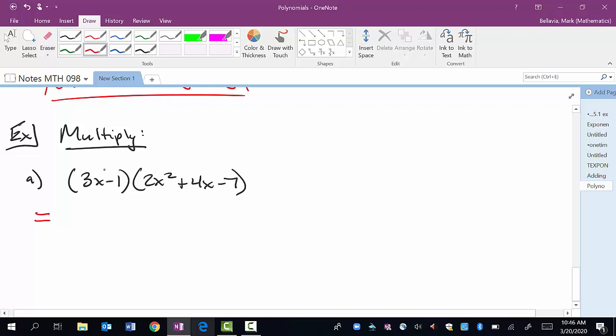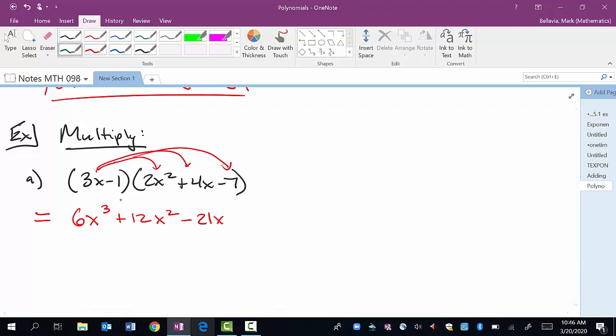So 3x times 2x squared, 3 times 2 gives me 6, x times x squared gives me x to the third power. 3x times a positive 4x, 3 times 4 will give me a positive 12. x times x gives me an x squared, don't lose that. 3x times a negative 7, and positive times negative makes this a negative 21. The x comes along, don't forget the x.